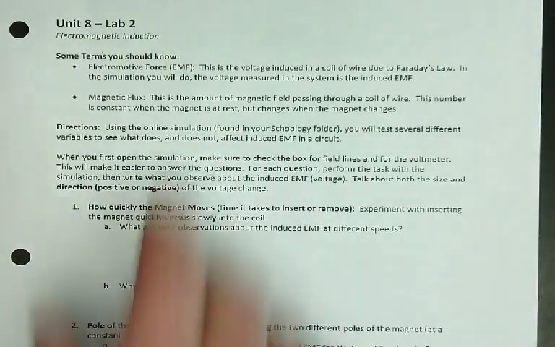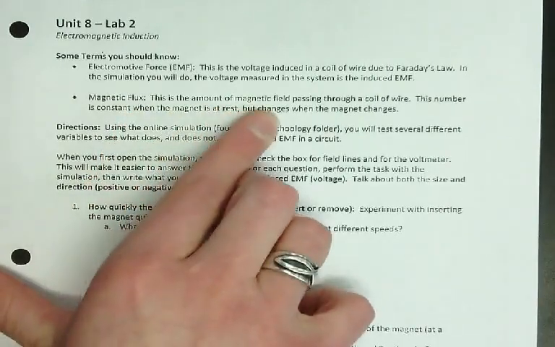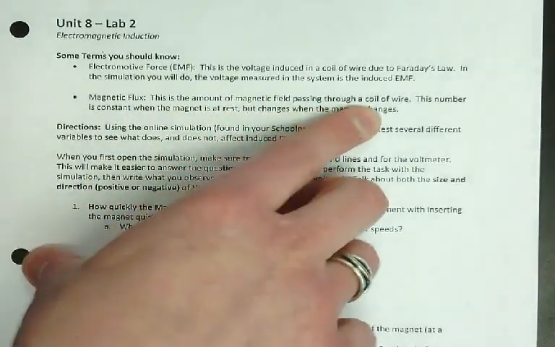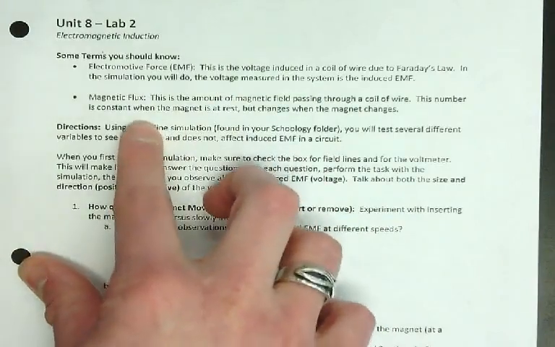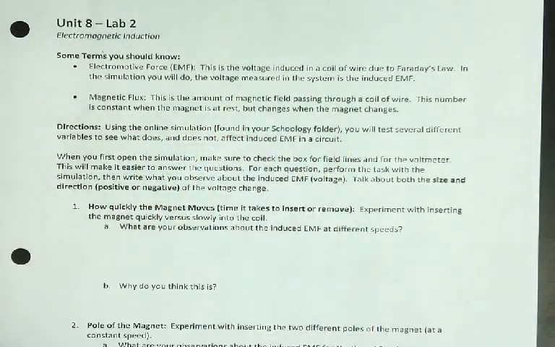The second thing you need to know is something called magnetic flux. This is the amount of magnetic field passing through a coil of wire. This number is constant when the magnet's at rest, but it changes when the magnet moves. When the magnet moves, then you change the flux.